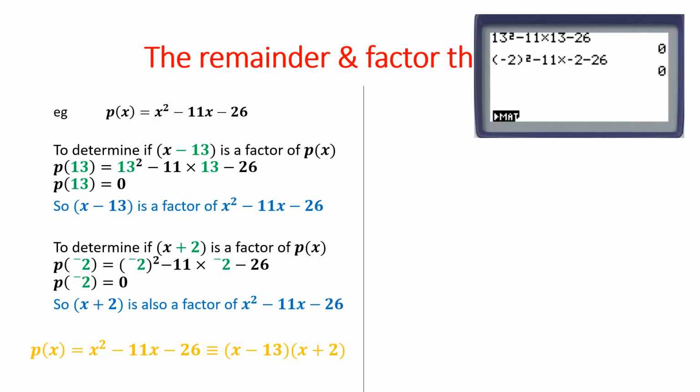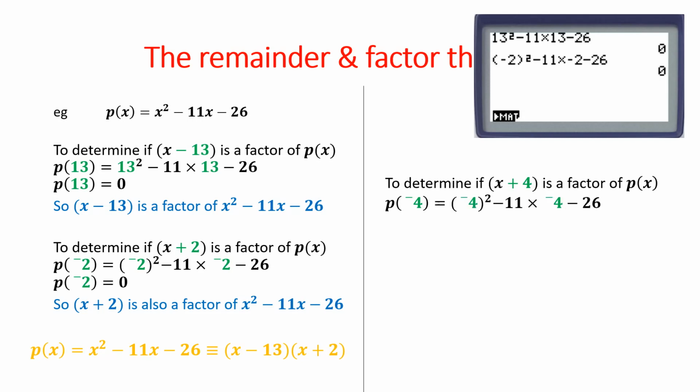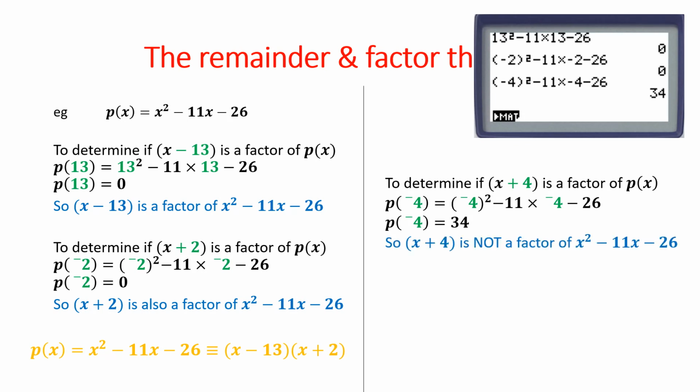That means I can factorize the polynomial into factored form, which is a really cool technique. Let's keep going and talk about whether x plus 4 is a factor of the polynomial. If I want to work out if x plus 4 is a factor, I need to substitute negative 4 into the polynomial. I go negative 4 all squared minus 11 times negative 4 minus 26, and I get 34. So p of negative 4 is 34, which is not 0, which means it's not a factor of the polynomial.